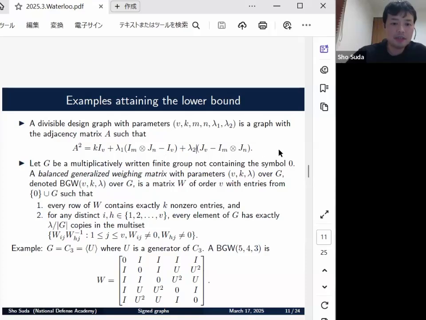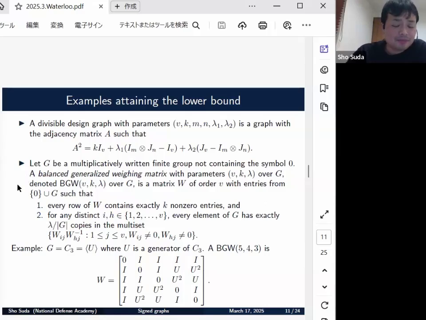So this concept was introduced by Kharaghani and Hemers more than 10 years ago, and they constructed and studied this topic theoretically. They gave many examples of these divisible design graphs. And we want to find nice signings for specific divisible design graphs. In order to do so, we use so-called balanced generalized Weighing matrices. This is a somewhat complicated concept, but it's a generalization of a Weighing matrix.